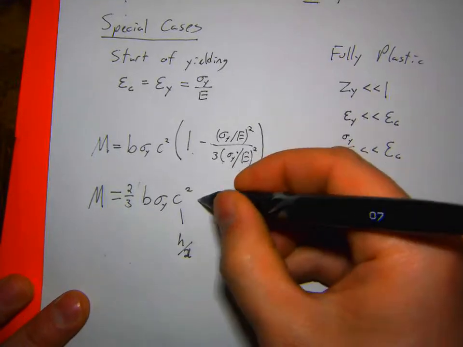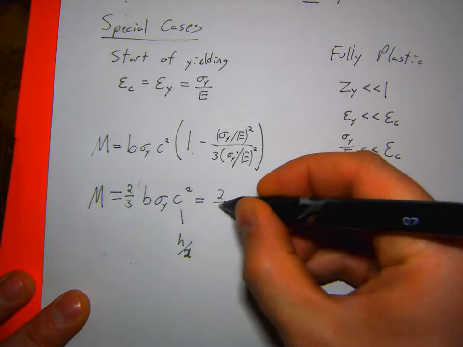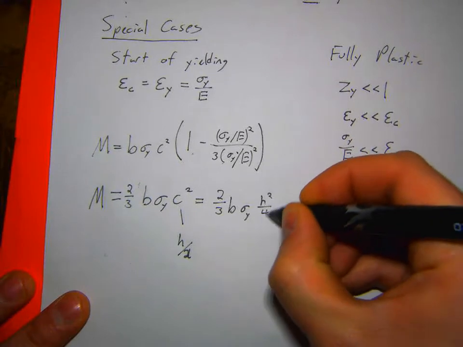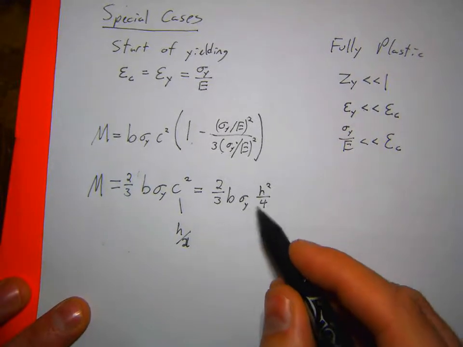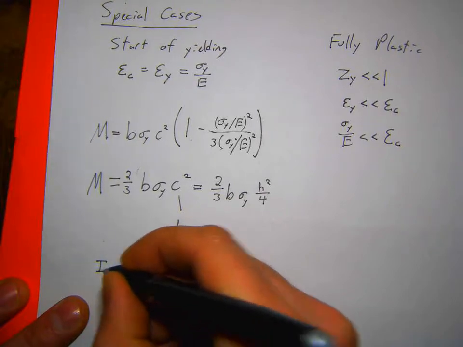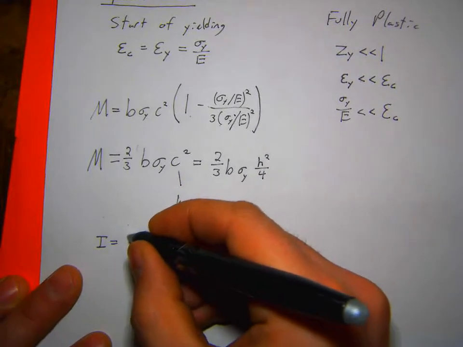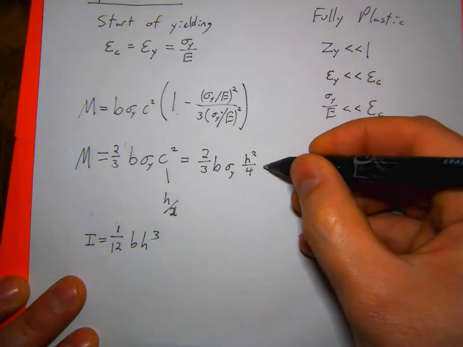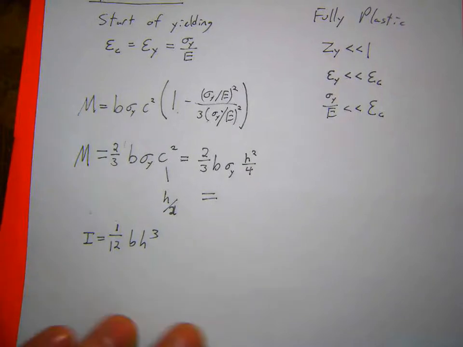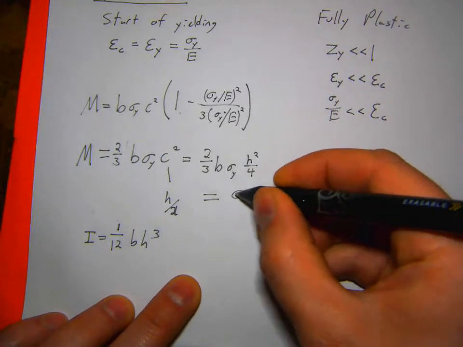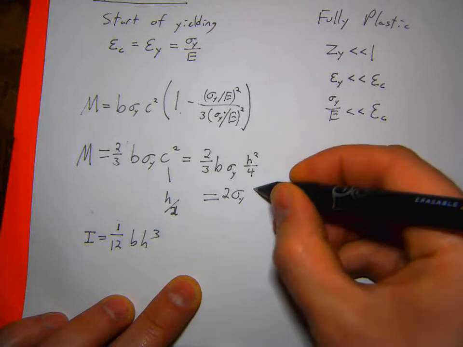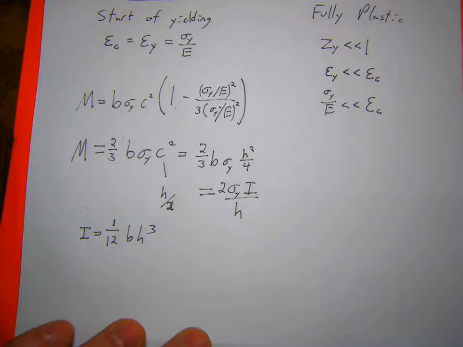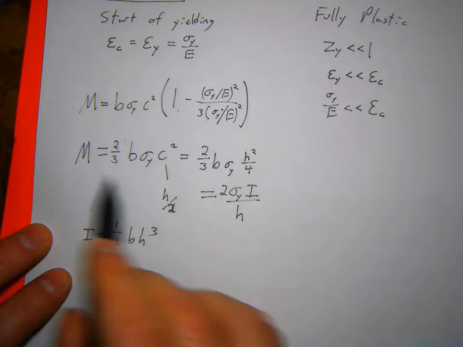I could also plug in and say my I is 1/12 b h cubed, and say that this is equal to, in terms of my I now, 2 sigma yield I over h. Just different forms of the same thing. But I have one simple relationship for the amount of moment that I can apply in the body before yielding starts. The other interesting case is when I'm fully plastic.